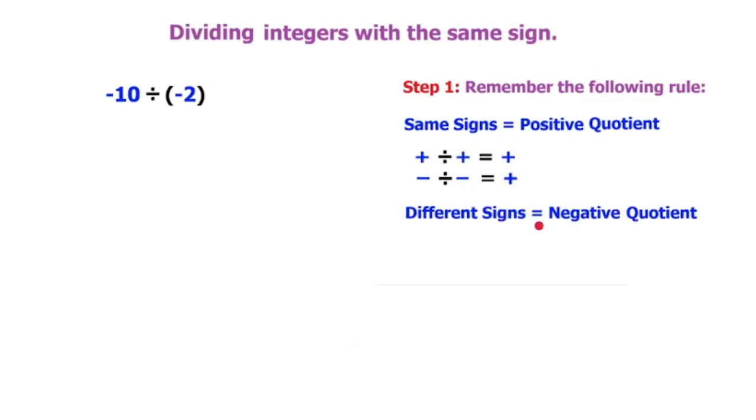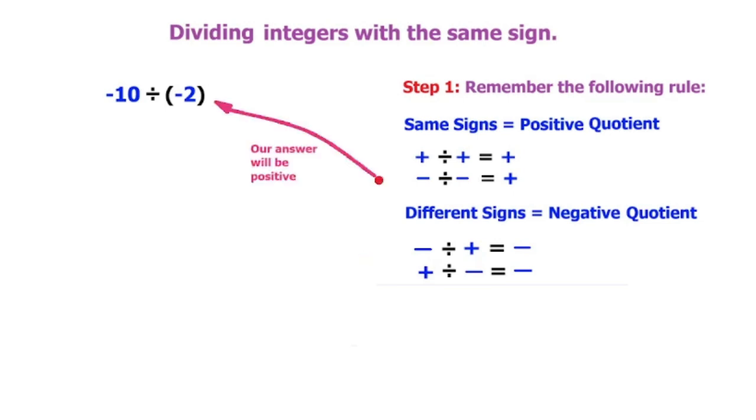For different signs, we get a negative quotient. So if we have negative divided by positive, it's going to give you a negative. If we have a positive divided by a negative, it will give you a negative. So you just have to remember, opposite signs are going to give you a negative answer. Same signs will give you a positive answer.